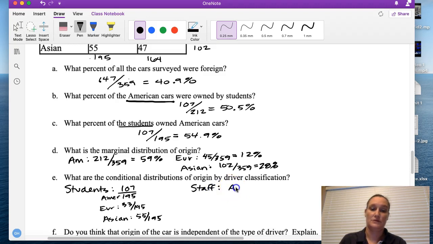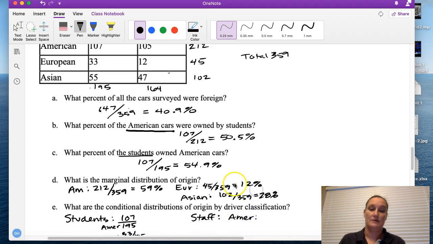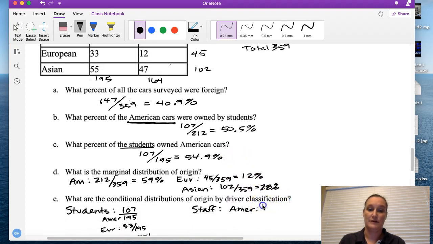Okay, so then we're going to do the same thing for staff. For American cars, we're going to do 105 out of 164.